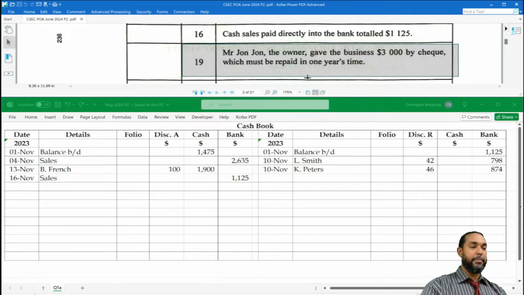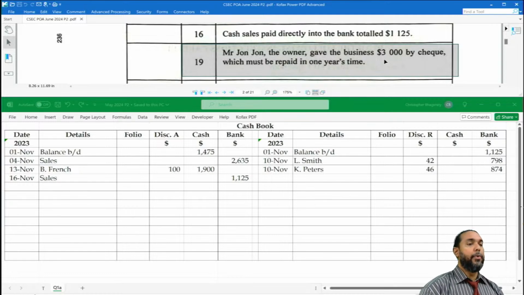Then, Mr. John, the owner, gave the business 3,000 by check, which must be repaid in 1 year's time. So Mr. John is the owner, he's giving the business money. So normally you'd think, hey, capital is increasing. But it says what? Which must be repaid in 1 year's time. If you have to repay the money, isn't that a loan?